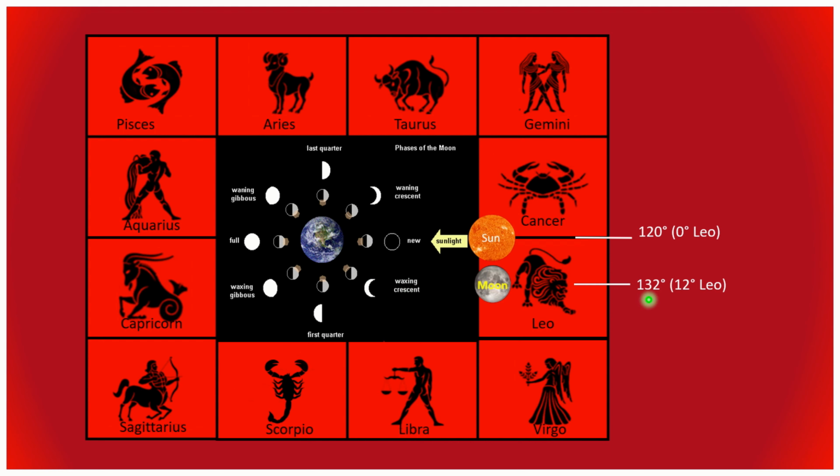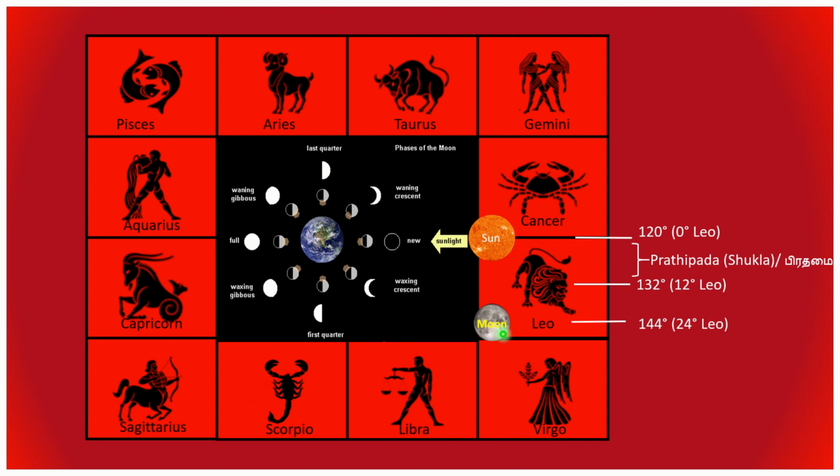So at 132 degrees, that means a difference of 12 degrees, okay, 12 degrees Leo, you have the first Thithi that forms, which is Pradipada, which is Shukla, which means it's a growing moon, it's a bright half of the moon, and in Tamil it's called Pradamai.